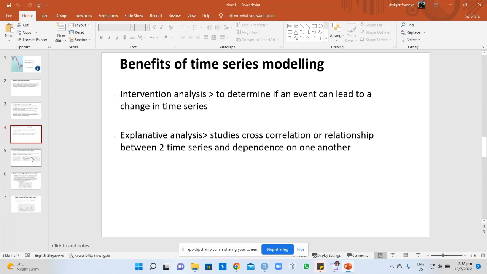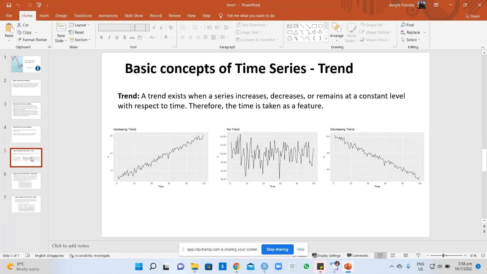Now, basically, there are three major components of time series. Firstly, there's trend. The trend exists when the time series increases or decreases at a constant rate. There is no trend when we cannot understand the patterns in the data. There's no clear direction in the data. So a trend tells us if the time series is going up or going down at a constant rate.